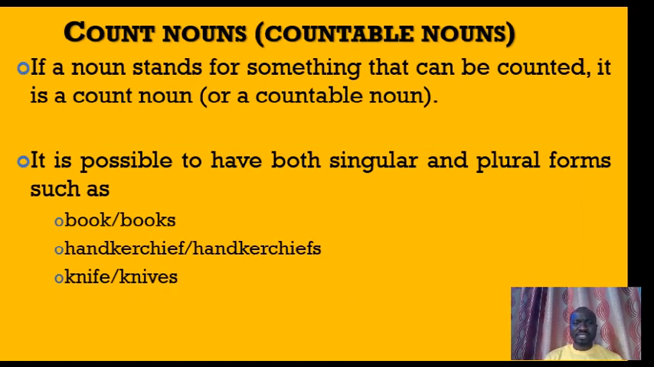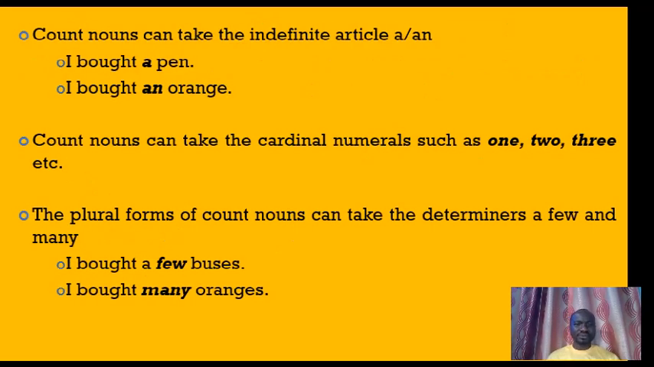We now go to count nouns. If a noun stands for something that can be counted, it is a count noun or countable noun. It is possible to have both singular and plural forms, such as book, books, handkerchief, handkerchiefs, knife, knives. It's because you can count them that you have the plural form. You can count them and then you get their plural forms.